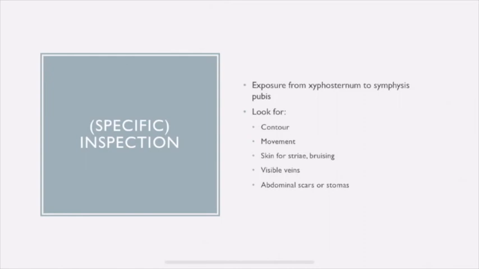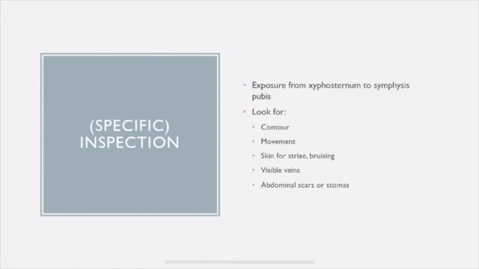All right, let's talk about specific inspection. So we moved from general inspection to looking at the abdomen itself. We're going to expose the abdomen from the xiphosternum, just under the rib cage, down to the symphysis pubis, down to the pelvic brim. And what are we looking for? We're looking for the contour or the shape. Is it protuberant and distended? Is it scaphoid and kind of caved in like normal? Is it thin? Is it obese?